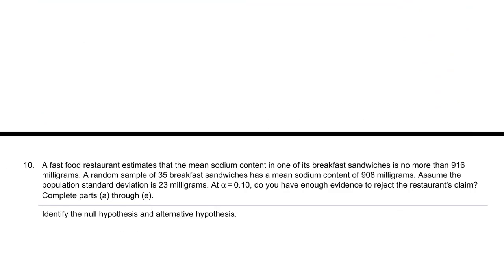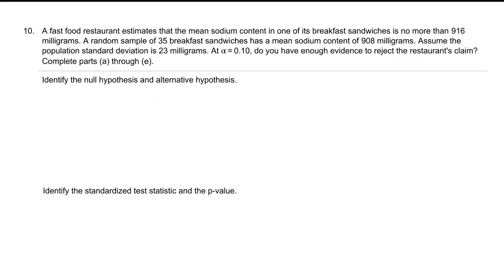All right, let's do one more. Fast food restaurant estimates mean sodium content. All right, so what have they said? They've said mu is no more than, so meaning that it's less than or equal to 916. That's no more than, less than or equal to. Random sample 35, x bar of 908, sigma 23, alpha 0.1.